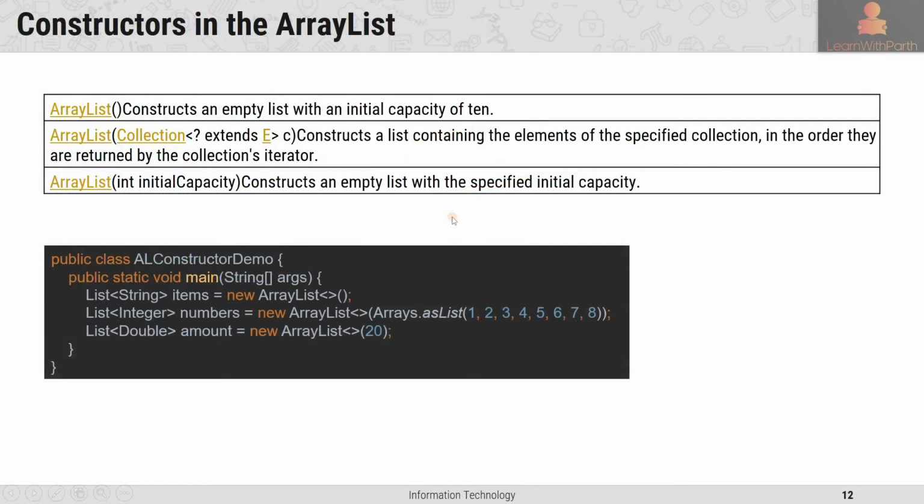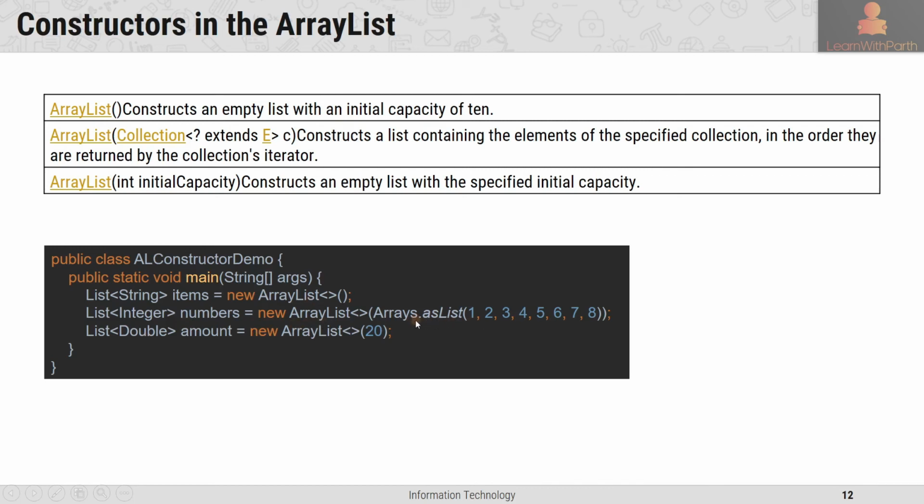Now how can we construct the array list? There are different ways to create the array list. One way we have already seen, that we can create the array list like this. As ArrayList implements the List interface, I can specify the reference of List. It is not a subclass, but it is implementing the list interface. That's why I can mention it like this. You can see the first one, the ArrayList constructor, constructs an empty list with an initial capacity of 10. So by default the capacity of an ArrayList is 10.